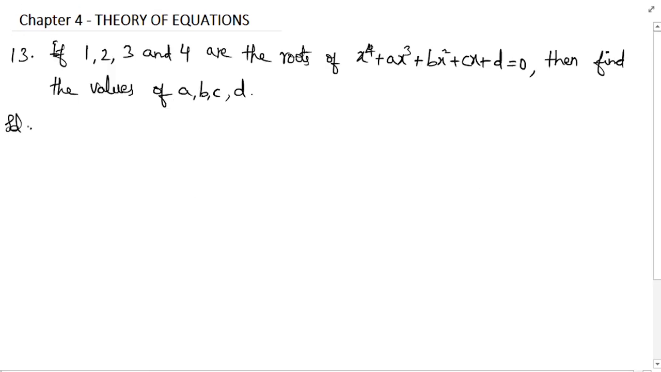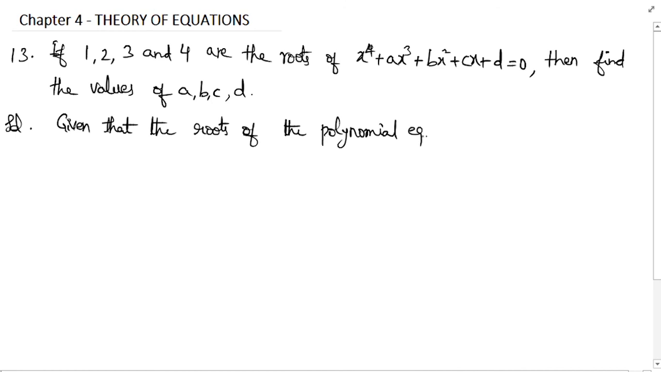So now we'll move with the 13th question, that is, if 1, 2, 3 and 4 are the roots of the given equation, then find values of a, b, c and d. Here it's given that the roots of the polynomial equation are 1, 2, 3 and 4.